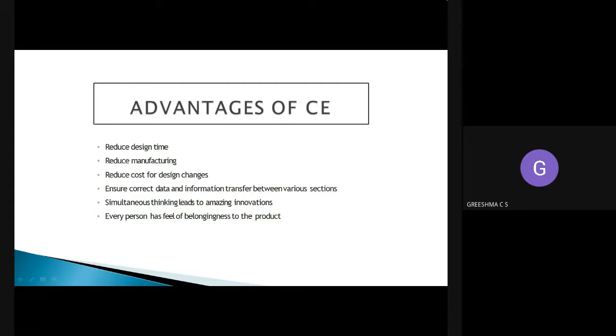There are a lot of examples of concurrent engineering. If you go out and see every engineering device, there will be simultaneous help from all the different streams. For example, if I take a building as a whole, civil people will be making the structures. Interior design is another department. The interior of the building will be done by interior designers.